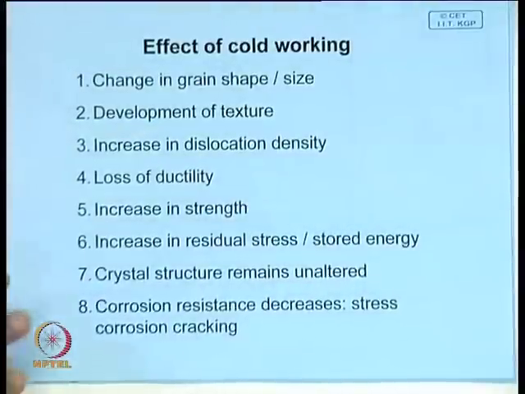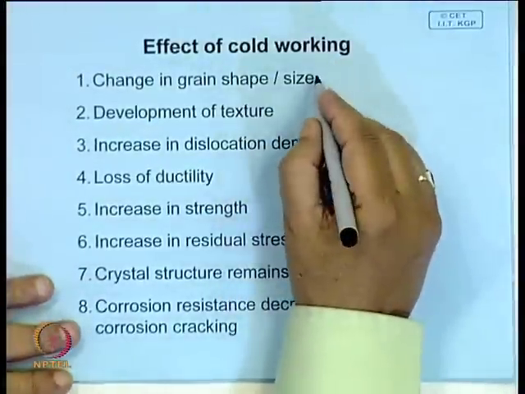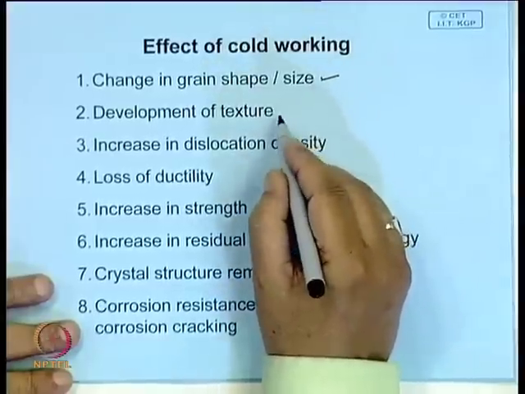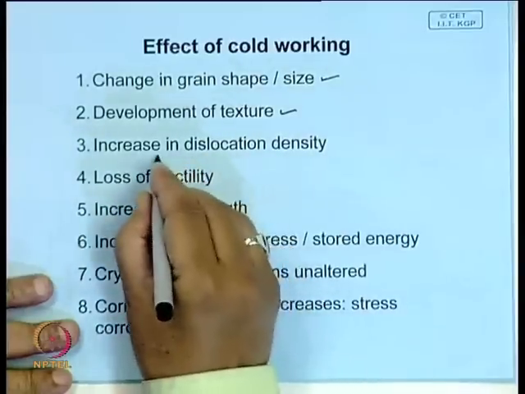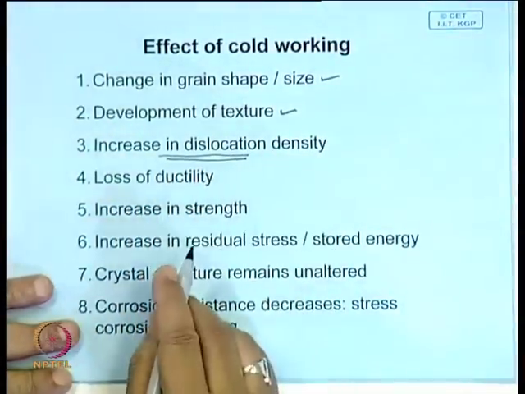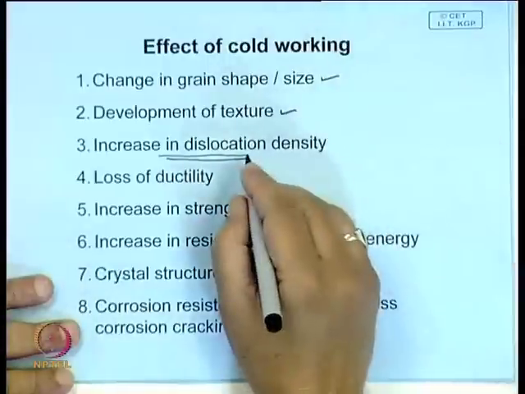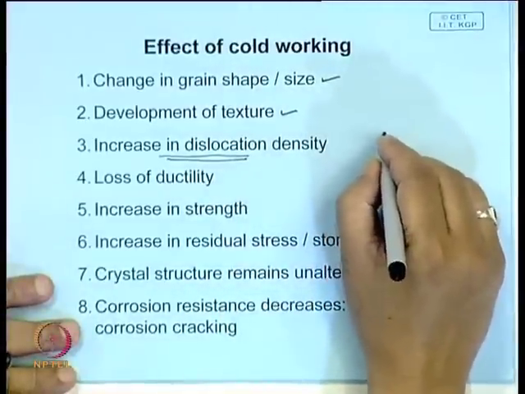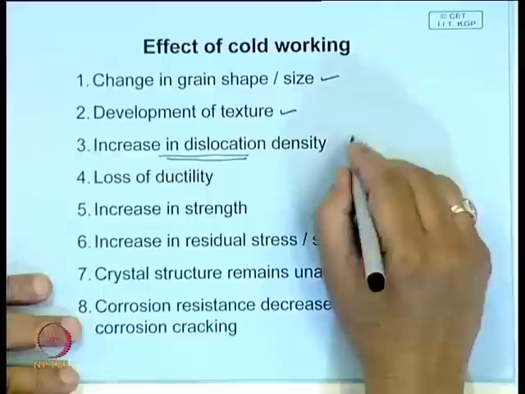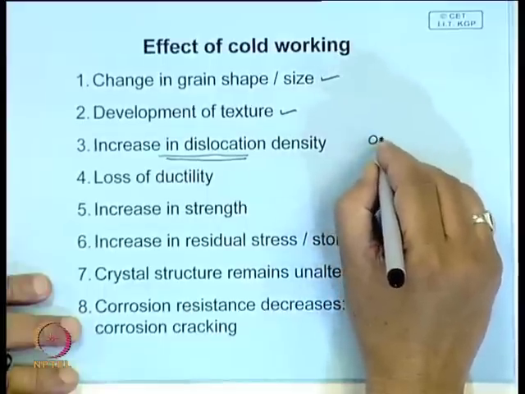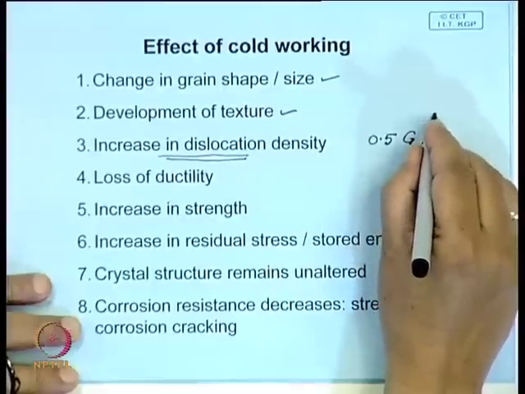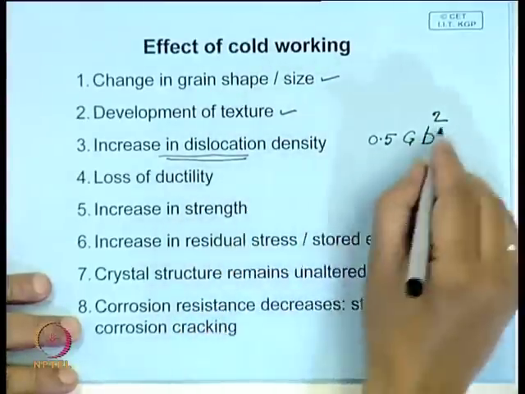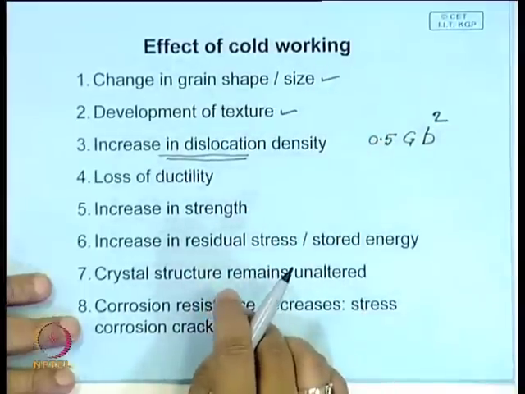Now, the effects of cold working, which are listed here: there is a change in grain size and shape, there is development of texture, and the dislocation density increases. So, the stored energy will be very significantly higher in cold work material, and we know that the energy of a dislocation is 0.5 G b squared, where G is the shear modulus and b is the Burgers vector.